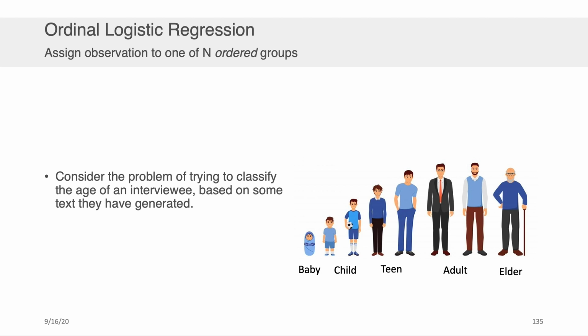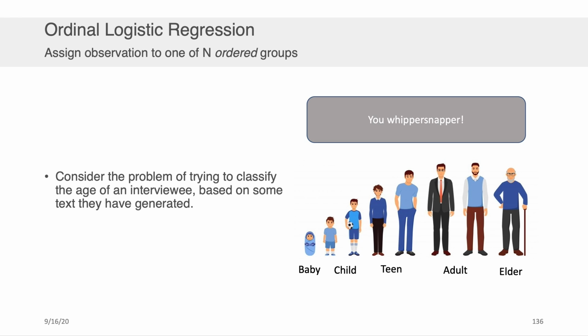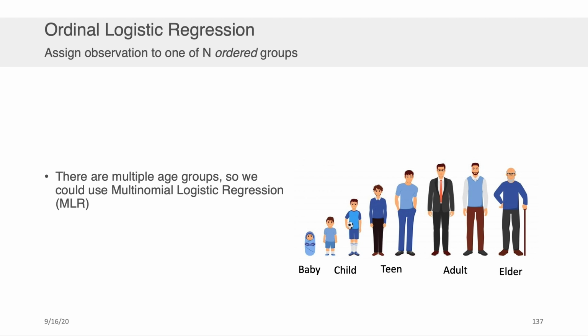But of course, multinomial approaches may not be optimal in all cases. Consider the problem of trying to classify the age of an interviewee based on some text they've generated. So for example, you get a text transcript that says "you whippersnapper," and you've got to figure out something about the age category that text came from. There are multiple age groups, so we could use a multinomial logistic regression, right? This is the same technique we spoke about earlier. We can make baby one group, child one group, teen one group, adult one group, and elder one group, and then fit the softmax function and assign a probability to each of those given the text that we just observed.